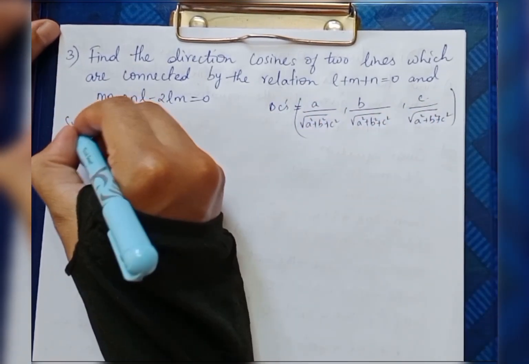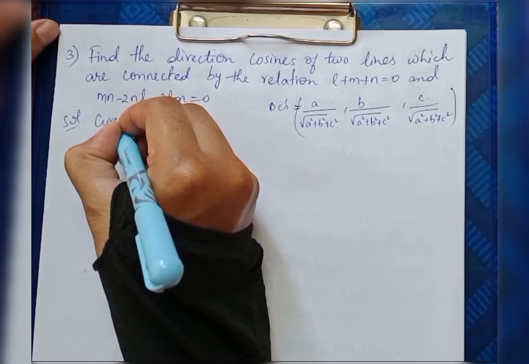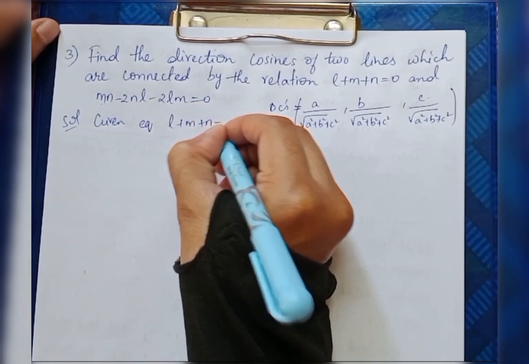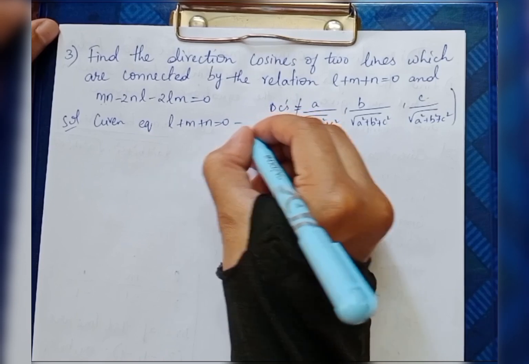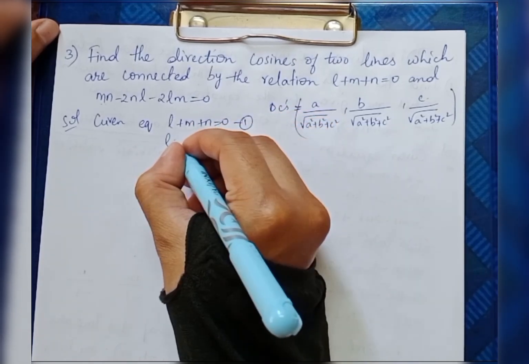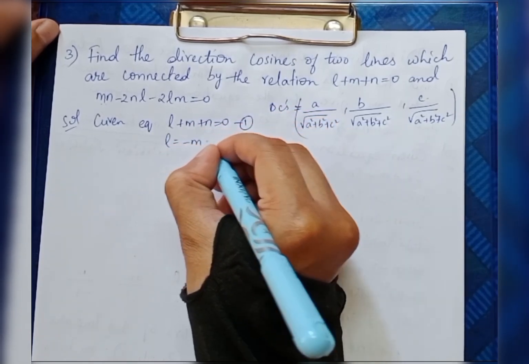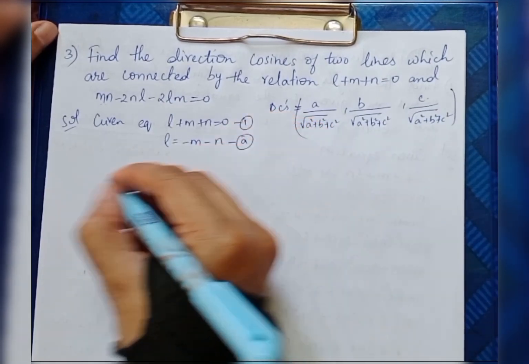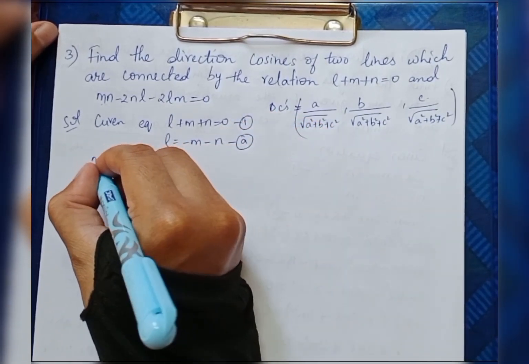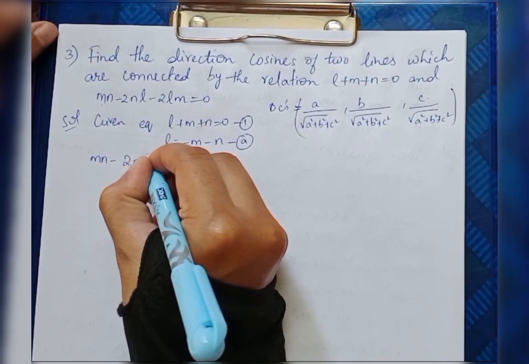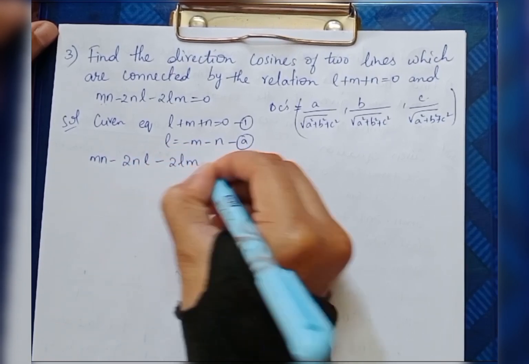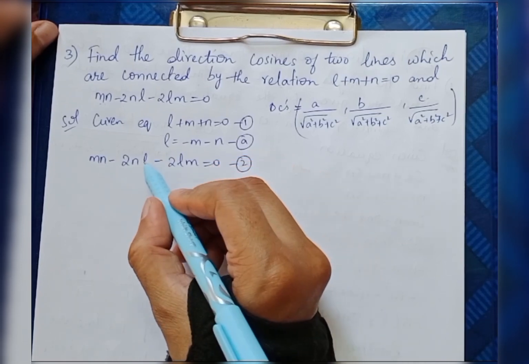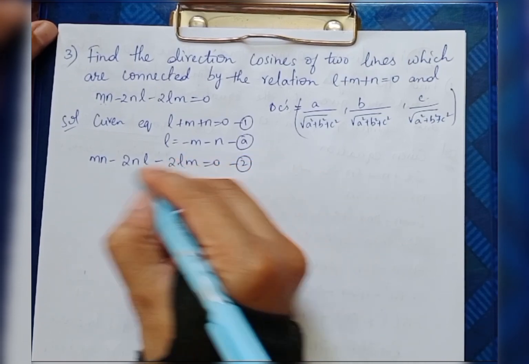That values will be A, B and C, that we should substitute in this formula. Okay. So our given equation is L plus M plus N equals to 0, equation 1. From here we'll get the value of L, that is equals to minus M minus N. Take it as A, we will use it later. And equation 2 is Mn minus 2NL minus 2Lm is equals to 0. Now substitute the value of L here in the equation.